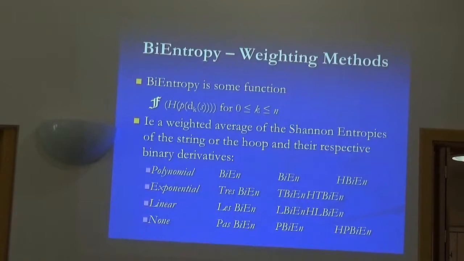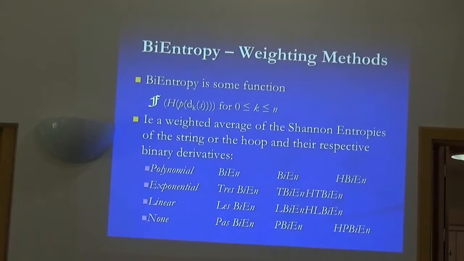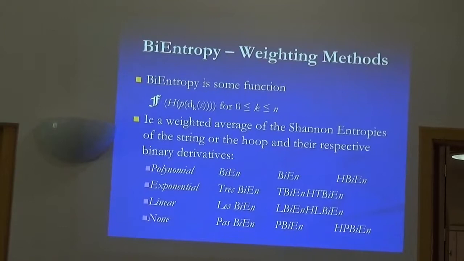So I use a weighted average, and the methods I've used are a polynomial weighting and an exponential weighting. You could weight the derivatives using a linear method, or you could use unweighted derivatives. So I've called the functions BiEn, or BiEn Français. I've called the exponential one Très BiEn. Lay BiEn. Linear derivatives, no derivatives, it's padding.